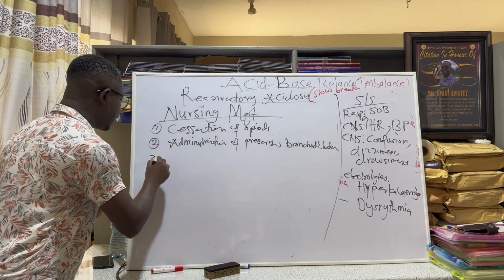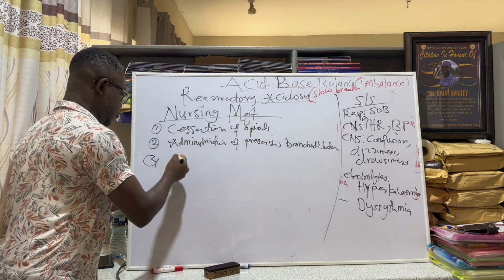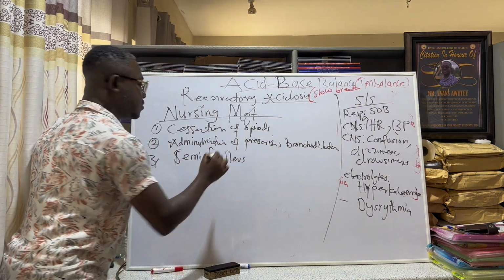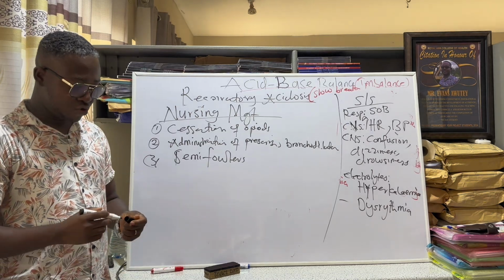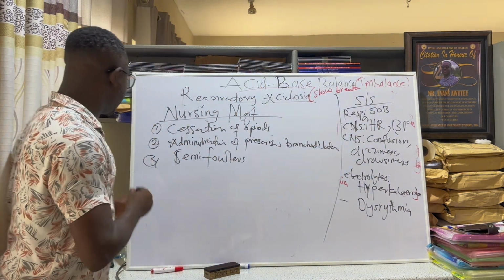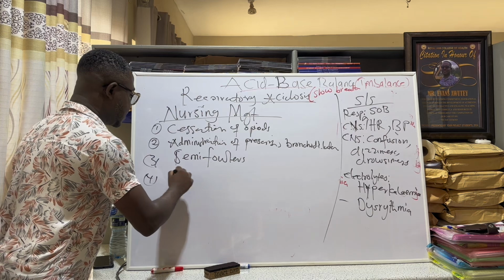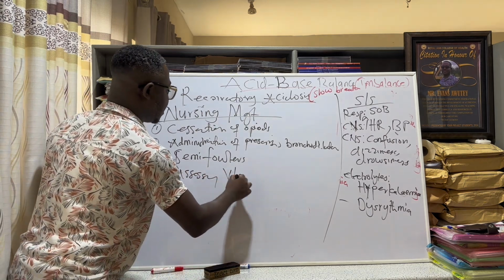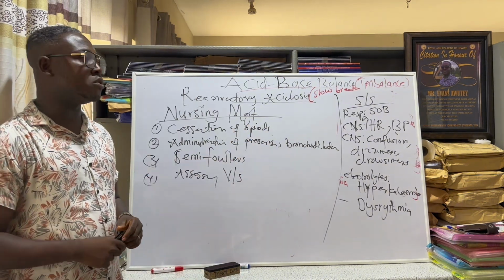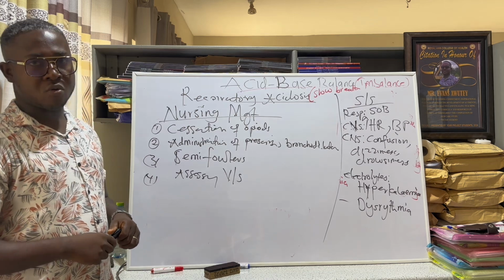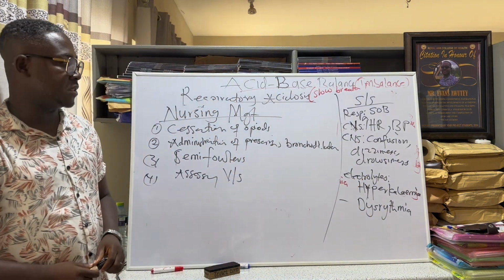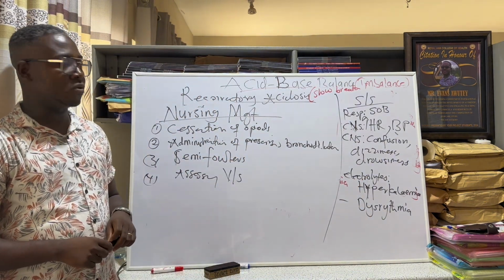Then another thing we can also do is about nursing position. We nurse the patient in a semi-Fowler's position to enhance breathing. Then we can also talk about assessing vital signs, because we said there's going to be tachycardia and elevated blood pressure. So all these things we need to monitor to know the progress of the condition. And then we also need to monitor the EKG or the ECG of the patient to know how the heartbeat is going.